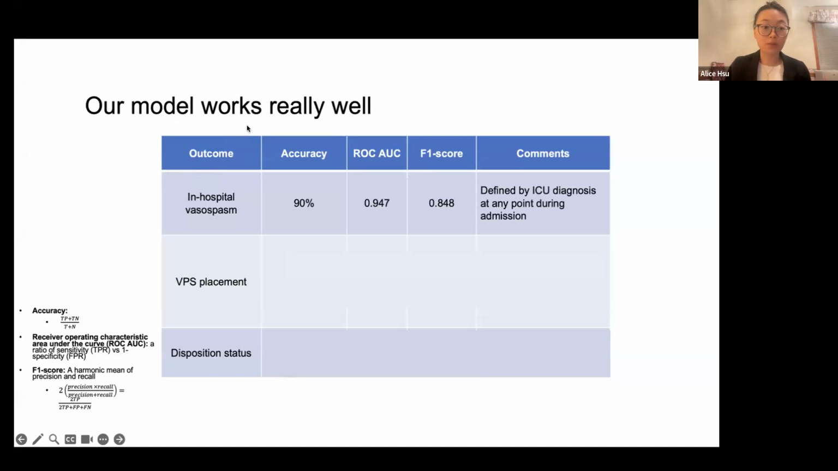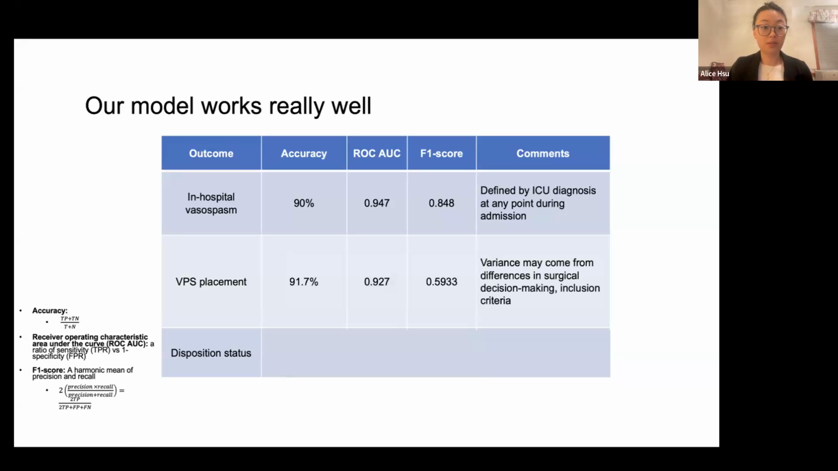So in terms of our first goal, predicting the likelihood of in-hospital vasospasm, our model is actually quite good at it. The accuracy is quite high, the receiver operating characteristic is quite high, and the F1 score is quite high. And one advantage to our model is that we only included variables that were discrete compared to other studies, which included lab values such as cell counts and vitals and sodium, which change over time and change often quite quickly.